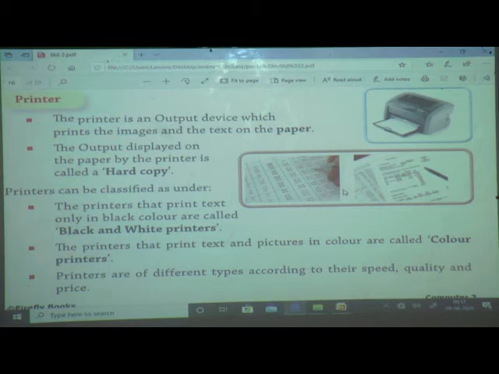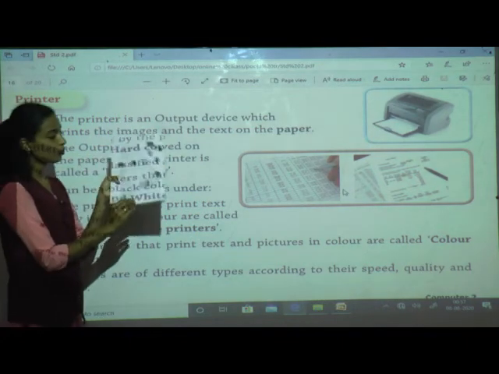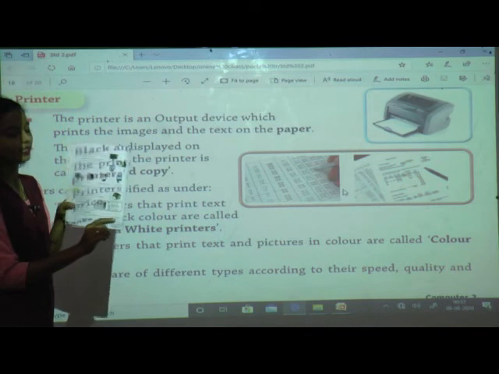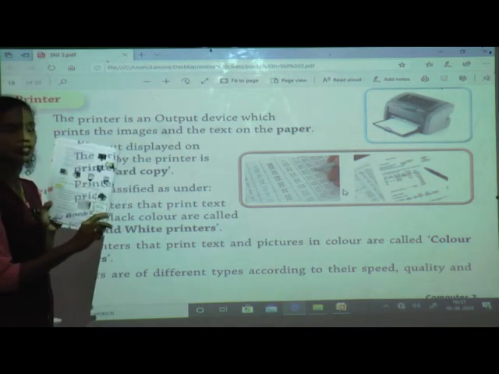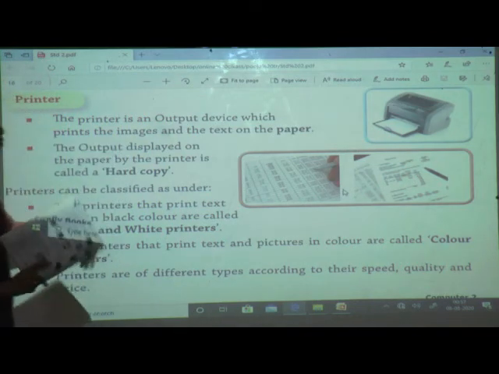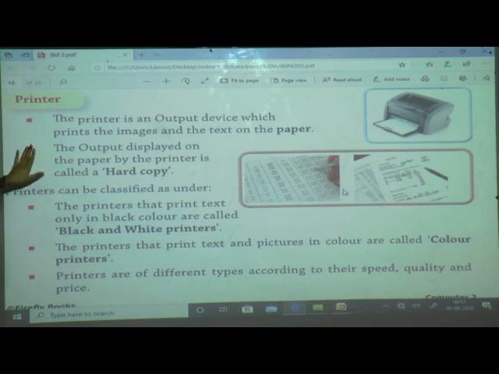You can touch this type of book. This type of book, which we can see and touch here, is called a hard copy. But what we see on the computer, which we cannot touch, is called a soft copy. Understand what is meant by hard copy and soft copy?